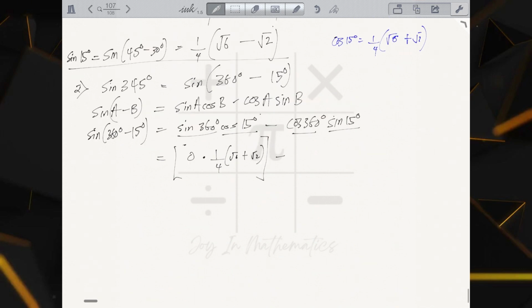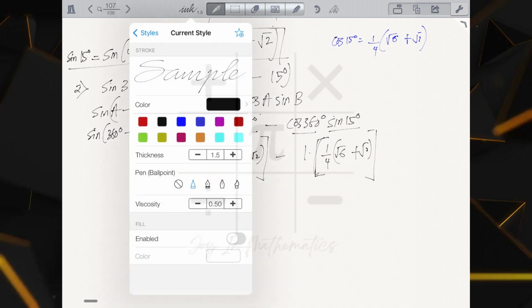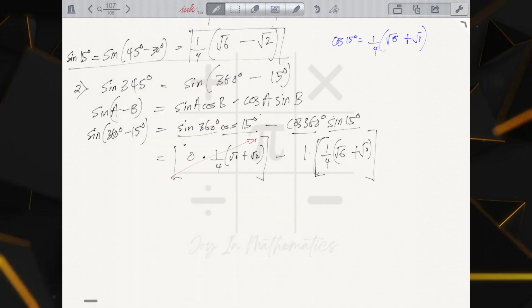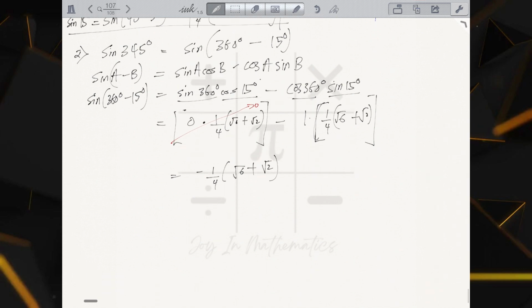minus cos 360 degrees is 1, is positive 1, emphasis on the positive 1, multiplied by sine 15 degrees, which is 1 over 4 into root 6, okay, plus root 2. For anything multiplied by 0, equivalent to 0, and thereafter we'll have this to give us minus 1 over 4 into root 6 plus root 2. So simplifying this, we can choose to leave the answer like this, or we just open the brackets.